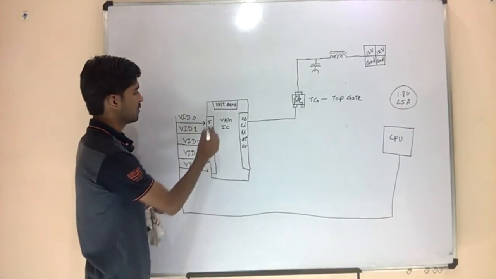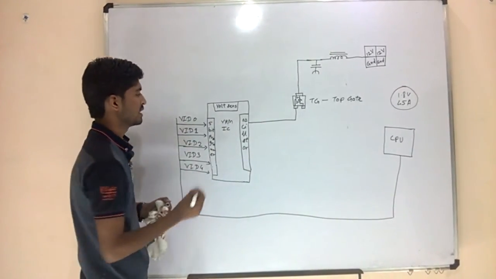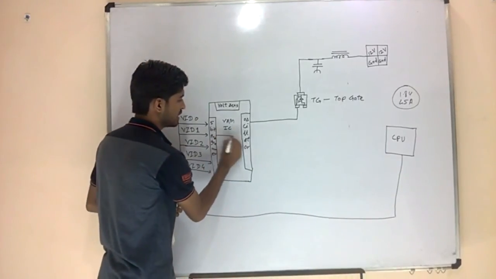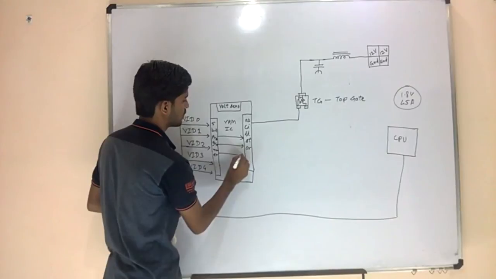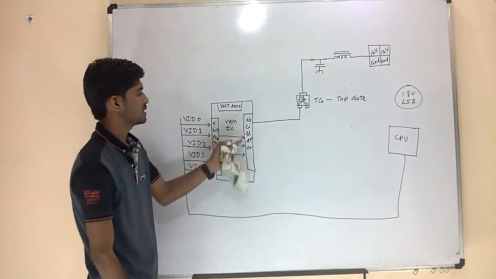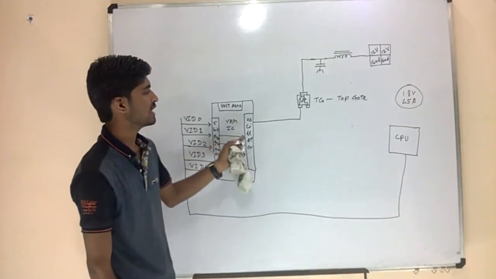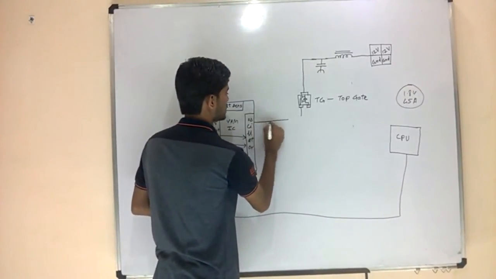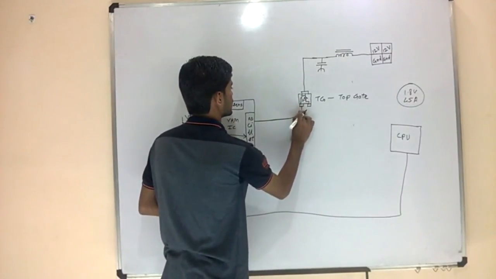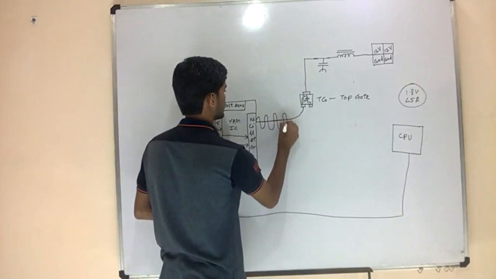According to the CPU, the 5-bit programmer receives the signal and generates the signals for the oscillator according to the CPU requirement. So the oscillator receives the signal from the 5-bit programmer and generates the frequency which is applied on the gate of the MOSFET, like that.